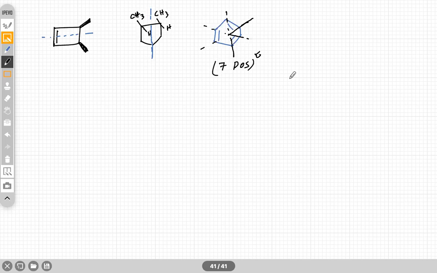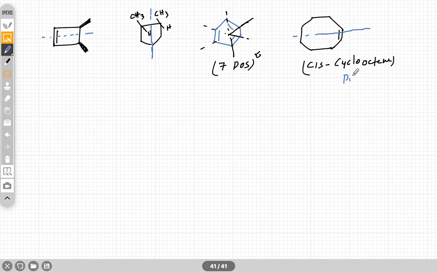Okay. One last example here, that is cyclooctene. Cyclooctene can have two forms, cis and trans. So cis cyclooctene will have a plane of symmetry like this, right? We have a POS in this, but trans cyclooctene won't have any plane of symmetry present in it, right? That's how we can understand the plane of symmetry in this.